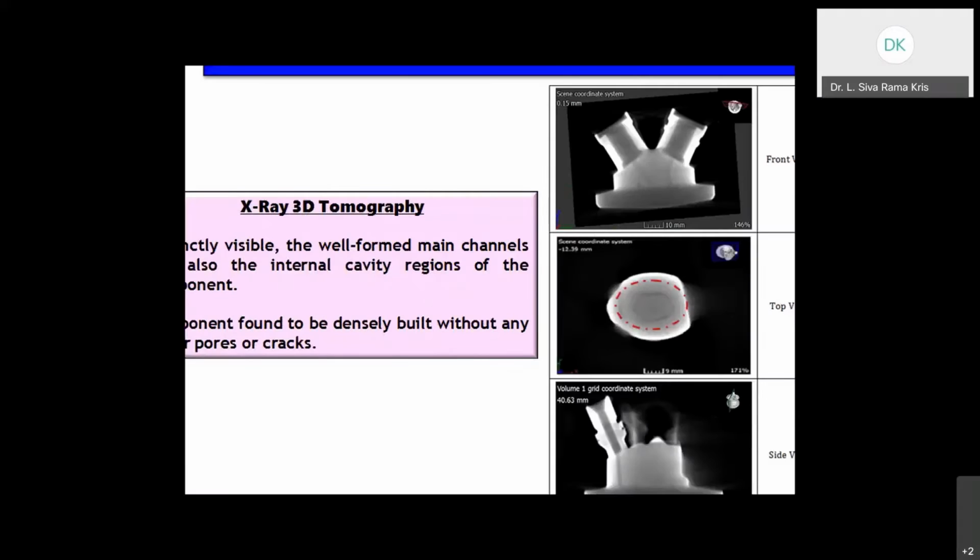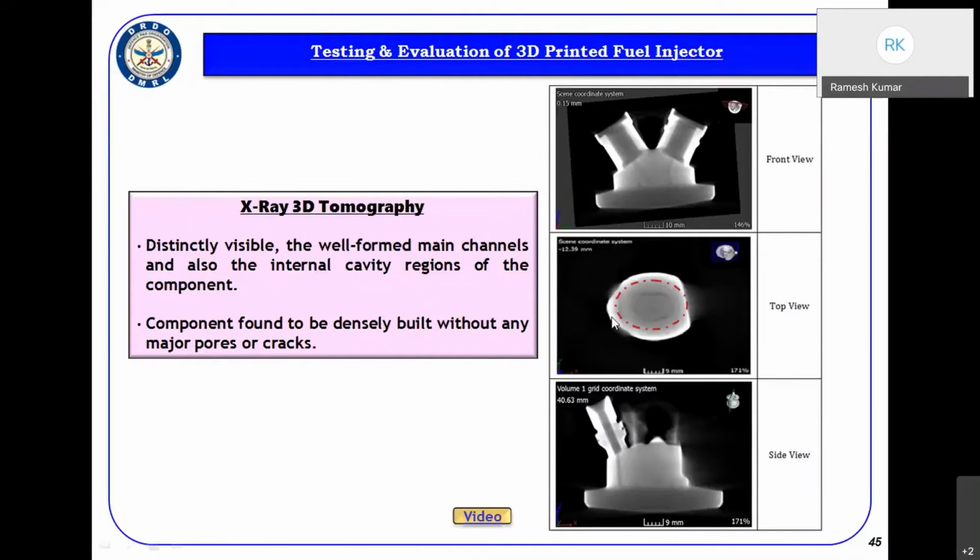I have just frozen some pictures from the video for explanation. In the first picture, this is the front view. We can see the internal features clearly visible without any falling of the material. From the top also we are able to see, and even from the side also we are able to see.